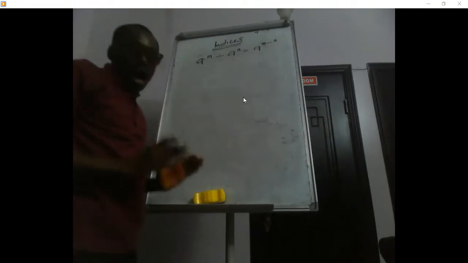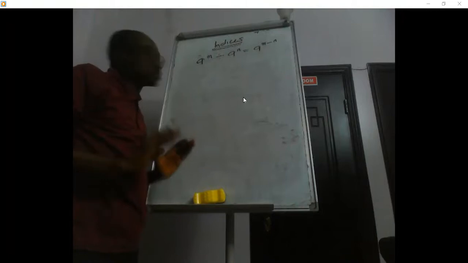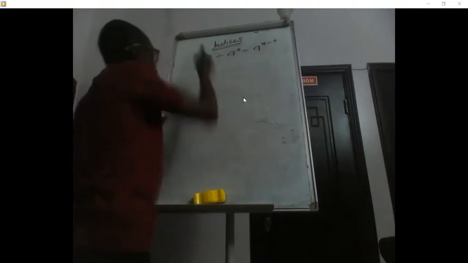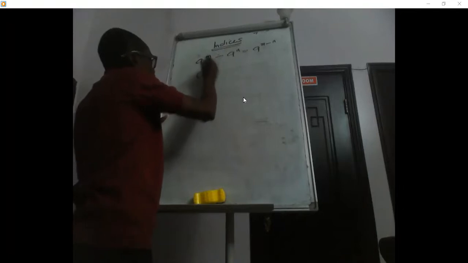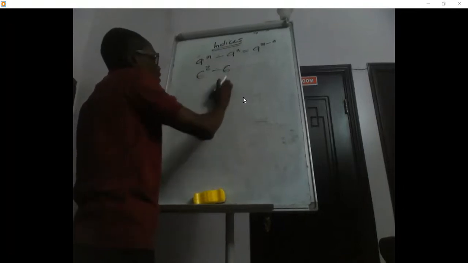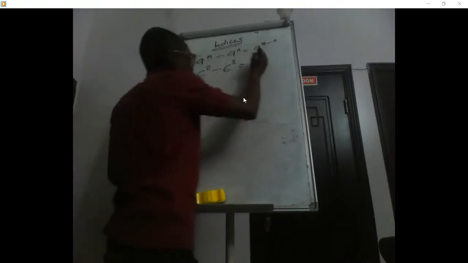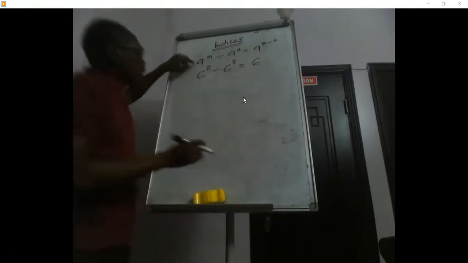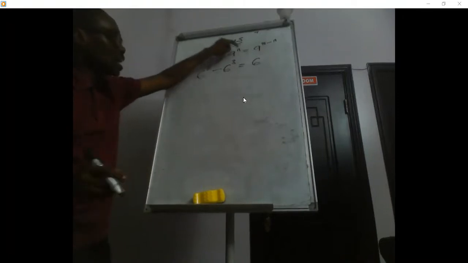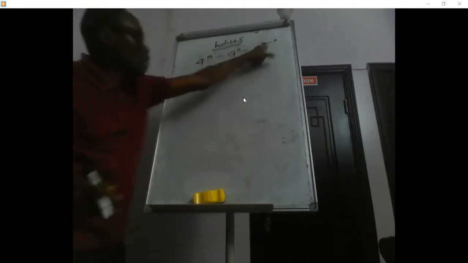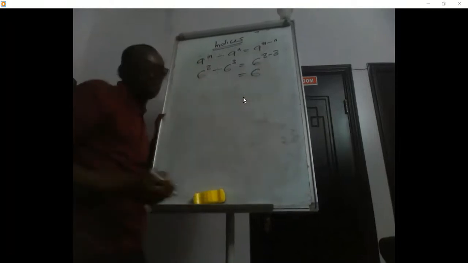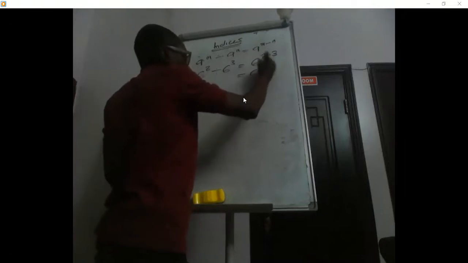So let's apply it to a real problem with numbers. Let's assume you have 6 raised to power 8 divided by 6 raised to power 3. This is going to simplify as 6 raised to power, based on this, your a is 6, m is 8, n is 3. So m minus n is going to be 8 minus 3. So this gives you 6 raised to power, 8 minus 3 is what? 5. So your final answer is 6 raised to power 5.